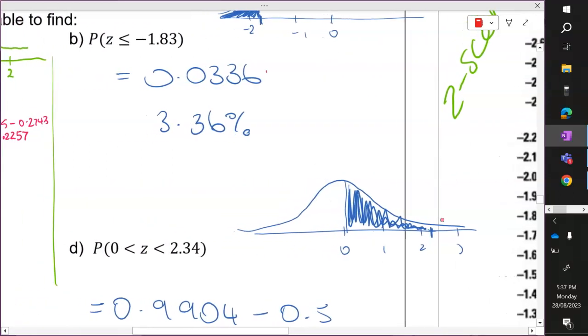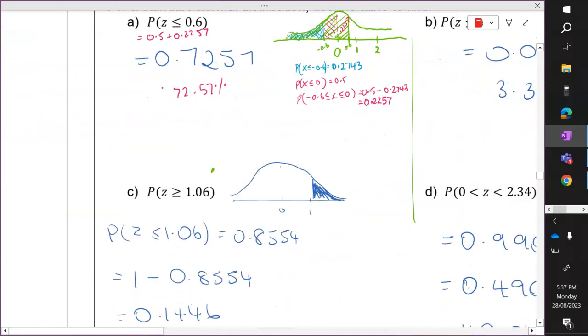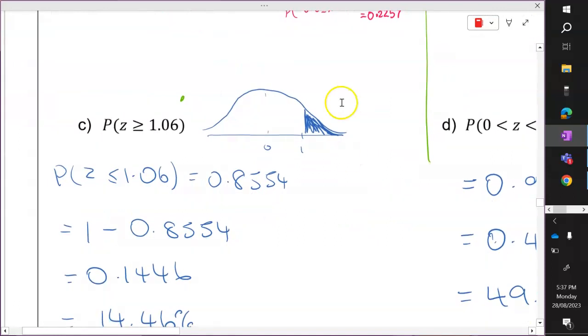0.0336. That's the number I've got there. As a percentage, 3.36%. That's our answer for that one. Okay, now find the probability that our z is greater than or equal to 1.06.